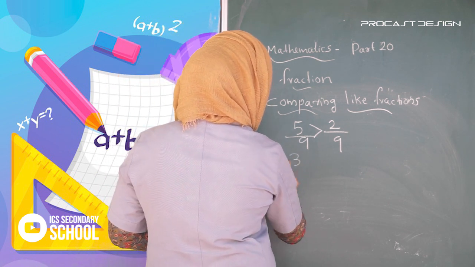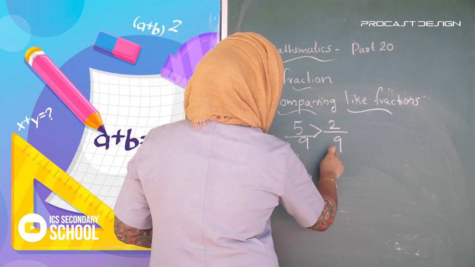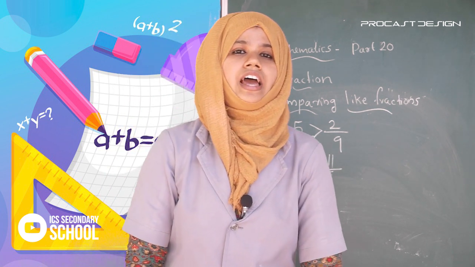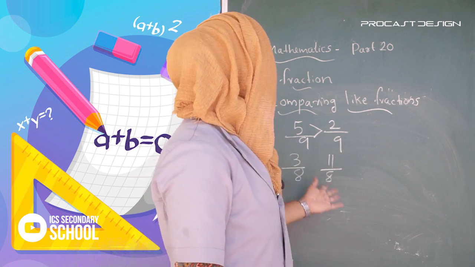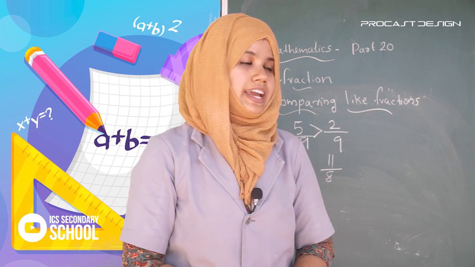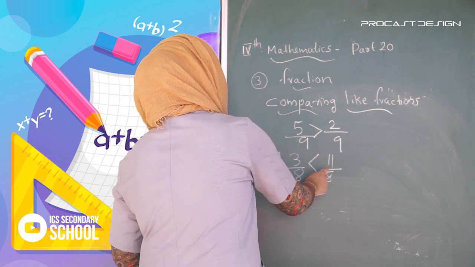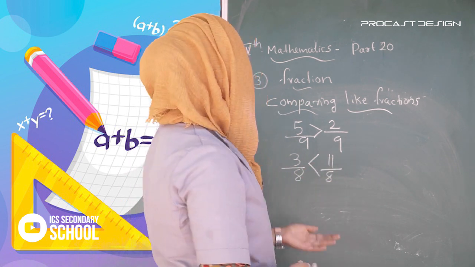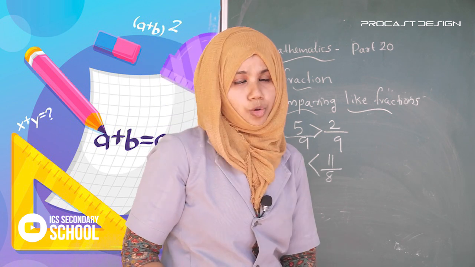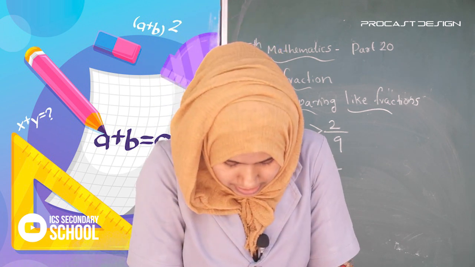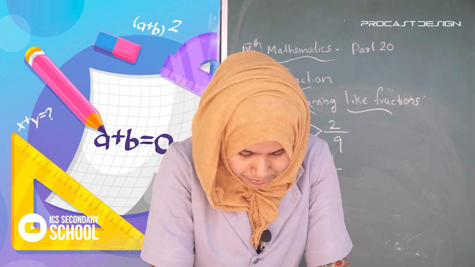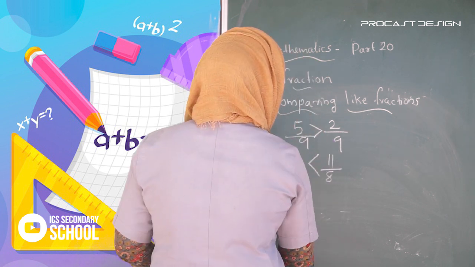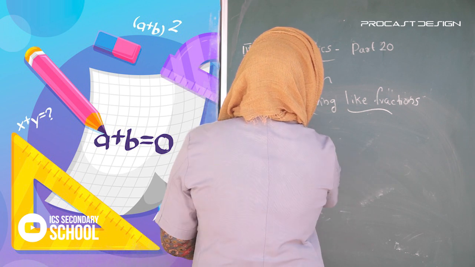And 3 by 8 and 11 by 8. Which is greatest? Yes, 11 by 8 is greatest. So when comparing like fractions, the fraction with the greatest numerator is greatest. Next, ascending order and descending order.